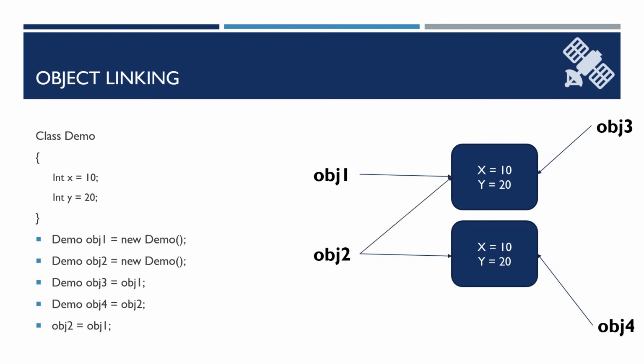What happens to the reference it already had? That will be replaced or killed. So now obj2 is pointing to the first memory. Then I am doing obj4 equal to obj1. I am assigning the obj1 reference to obj4 also. In this case also obj4 is pointing to the first memory, and the existing link to the second memory will be nullified or replaced. This is how one object to another object linking happens.